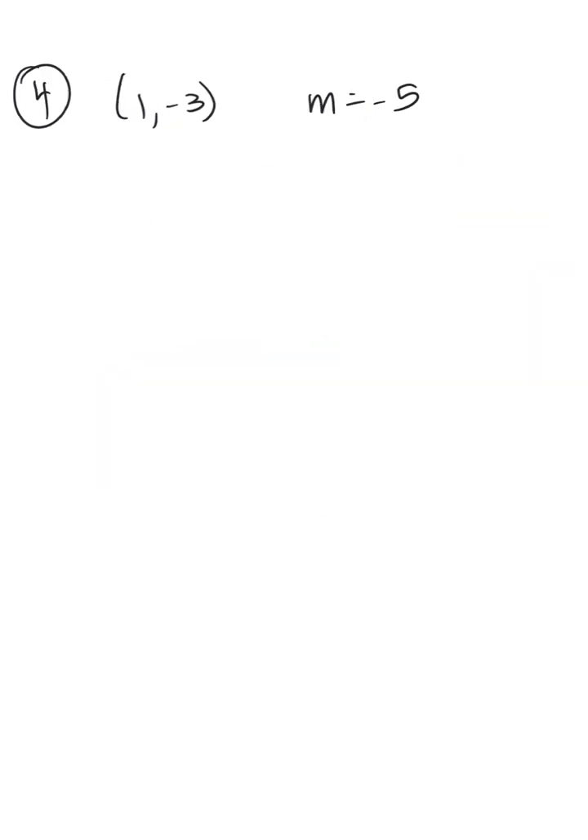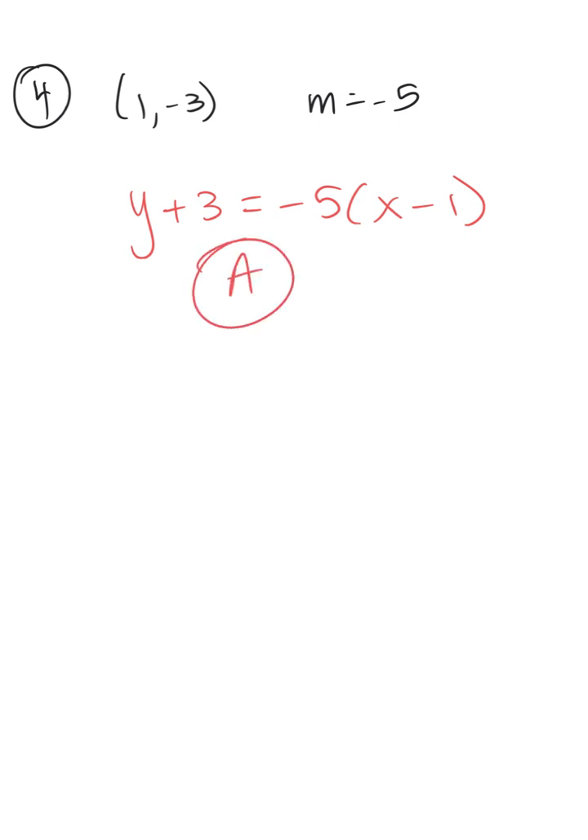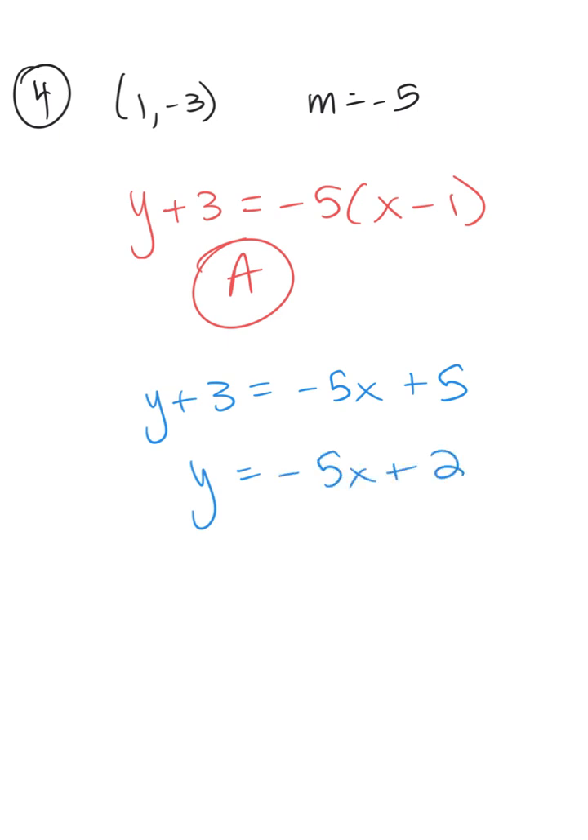All right, number 4 said, okay, select all equations that go with this. So we're going to start out, we're going to write it in point slope form, which equals this: -5, x minus 1. And you notice you find that one in A, actually. And then when we go ahead and solve it, you get C.